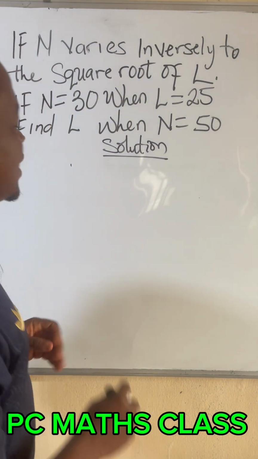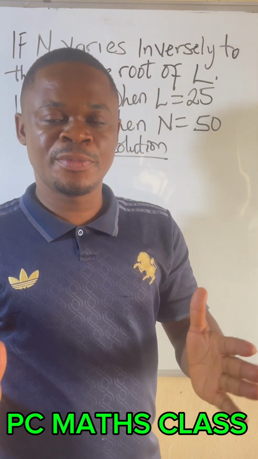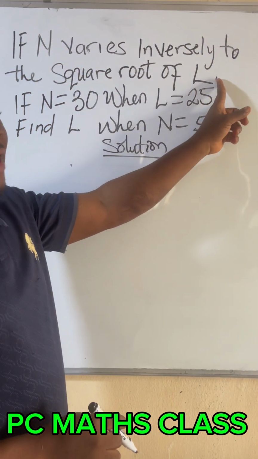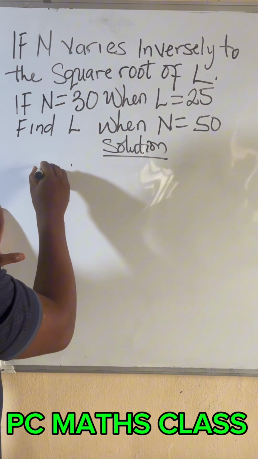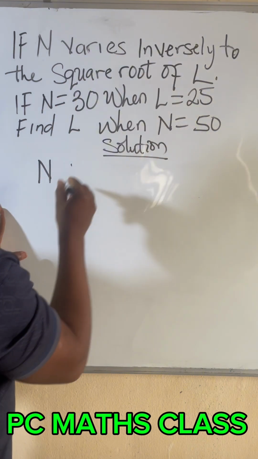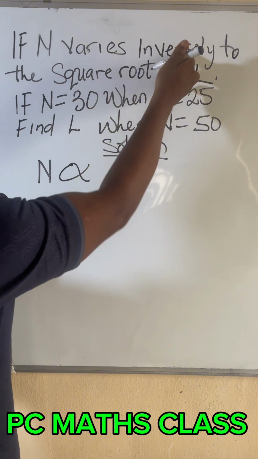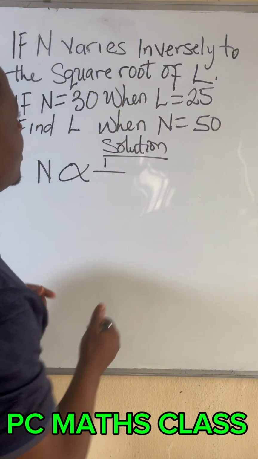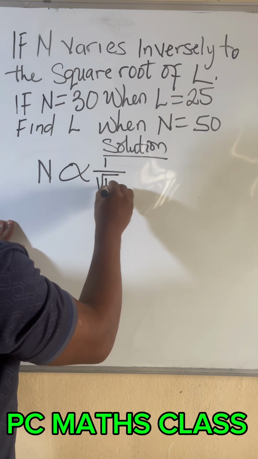To do this, the very first thing we are going to do is to get the relationship between the letter n and the letter L. So let's do this. Solution. We have that n varies inversely. So we have the variation sign, the proportionality sign, inversely, 1 over, inverse means 1 over, the square root of L.